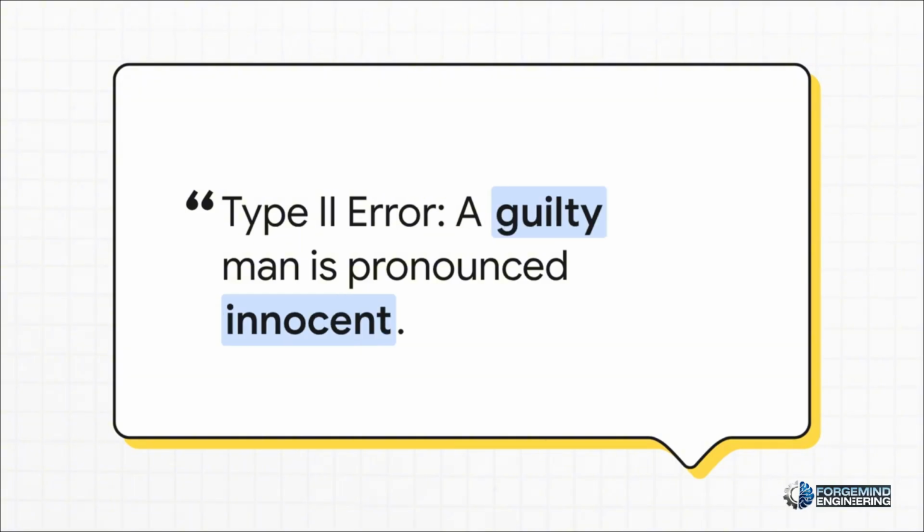And a type 2 error is the exact opposite mistake. This is when we fail to reject the null hypothesis, even though it's actually false. In court, this is like letting a guilty person walk free. They really did it, but our evidence just wasn't strong enough to prove it.